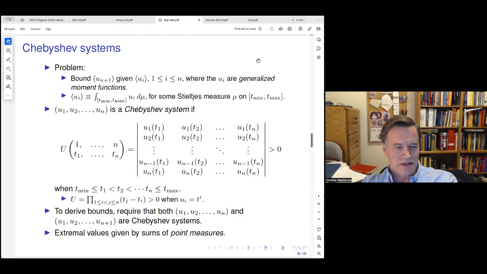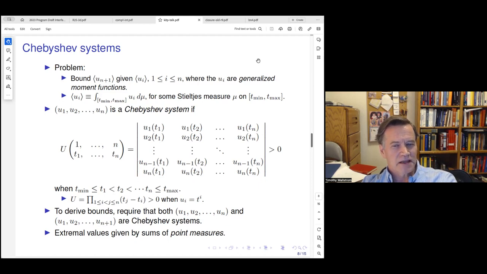And so this gets you out of just having to use monomials. If you do use monomials, this is a Vandermonde matrix, and you can just write down the determinant, and that's patently positive. And then in order to derive the bounds, we require that both u1 through un and u1 through un plus 1 are Chebyshev systems.